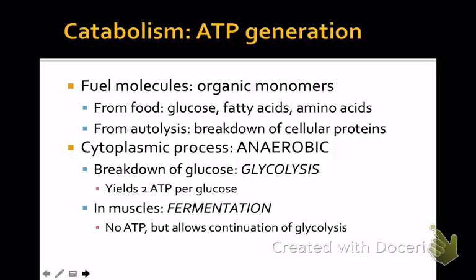Okay? If the process is anaerobic, what does that mean? It does not directly require oxygen. So if you didn't have oxygen available, these processes would keep going on. And the primary one of these is glycolysis. Glycolysis refers to the breakdown of glucose. Where in the cell does it occur? Look at the screen to answer the question.